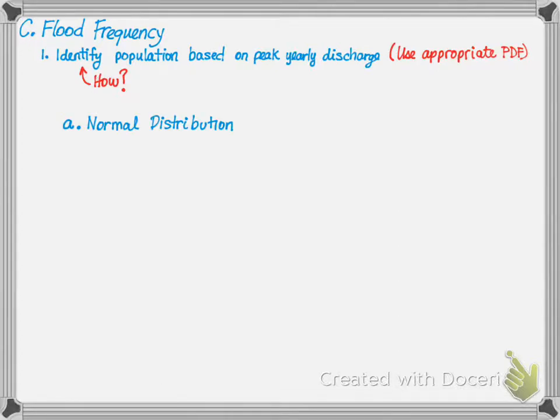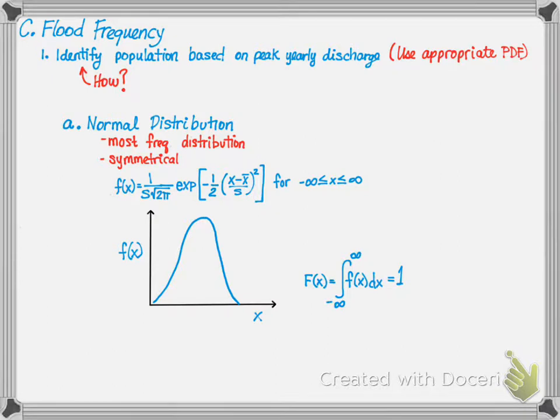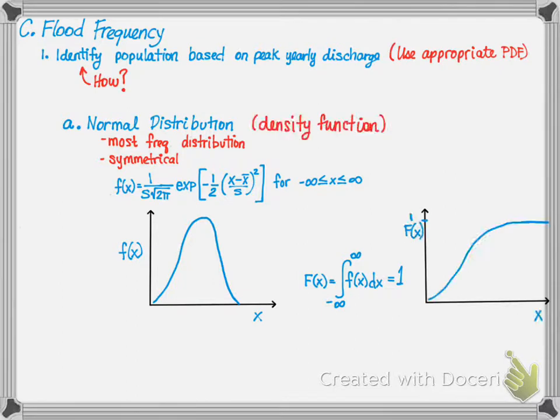The first probability density function we will discuss is the normal distribution. It's the most frequent distribution and it's symmetrical. Over all values of x, the function looks as so: 1 over the standard deviation times the square root of 2 pi, times the exponential of the quantity -1/2 times x minus x bar over s, squared. Now, this is what the PDF looks like. We can integrate this function from -infinity to infinity, and we can see what it looks like.